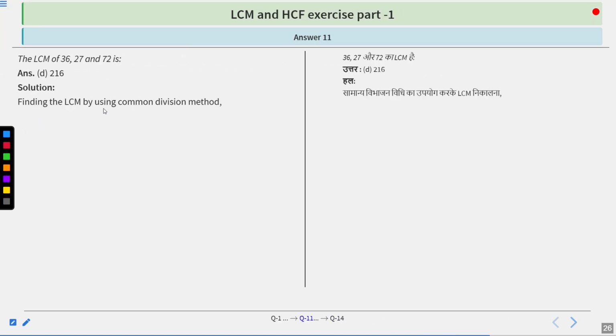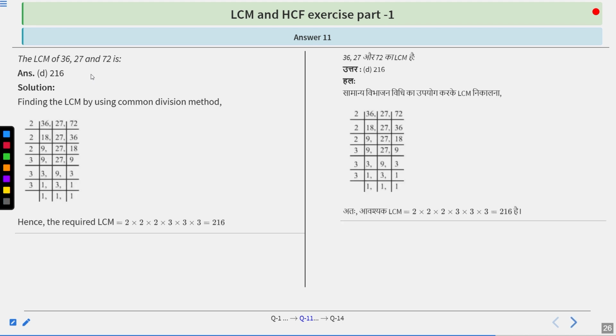Now, we are using the common division method to find the LCM of 36, 27, and 72. For that, we will divide 36, 27, 72 by the least number. So the least number which can divide all of them is 2. So 2 into 18, 36, 2. 27 cannot be divided by 2, so we will write that, that is 27.